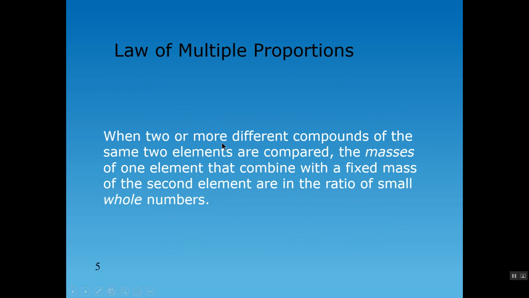So I'm just going to read it here and then try to explain exactly what this law is saying. It says, when two or more different compounds of the same two elements are compared, the masses of one element that combine with a fixed mass of the second element are in the ratio of small whole numbers. Okay, so what do we mean by this?